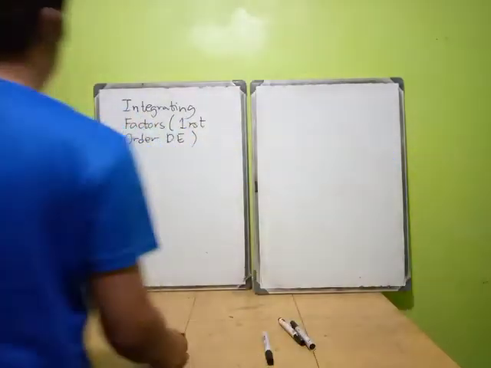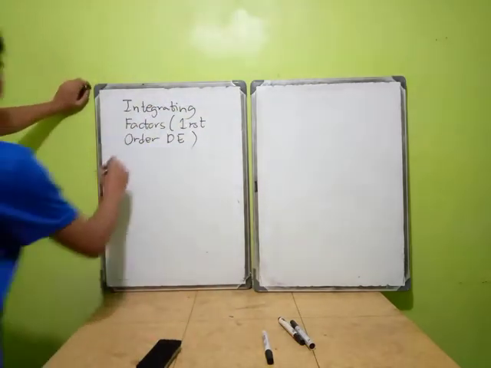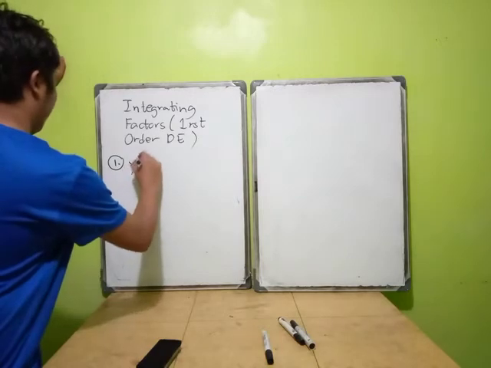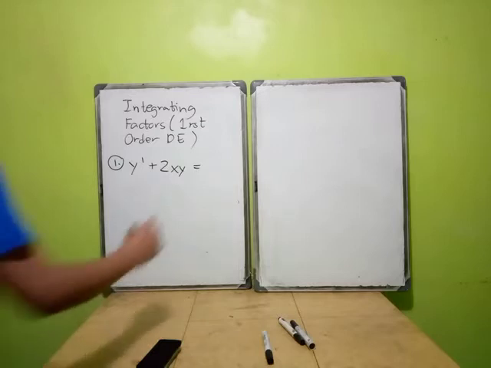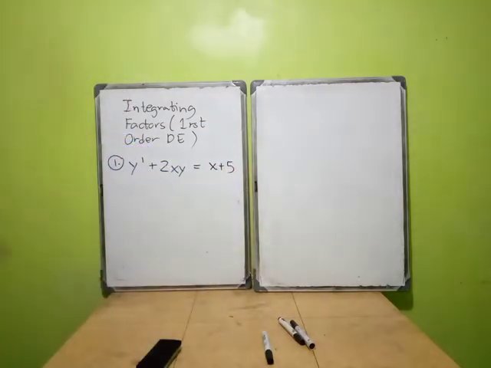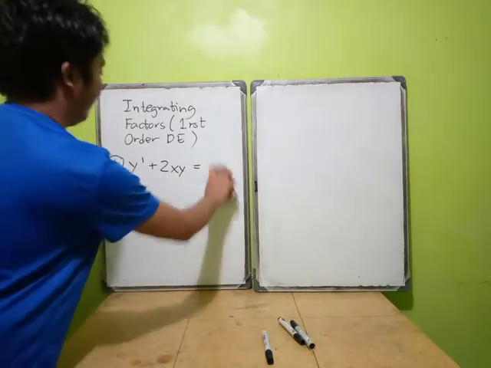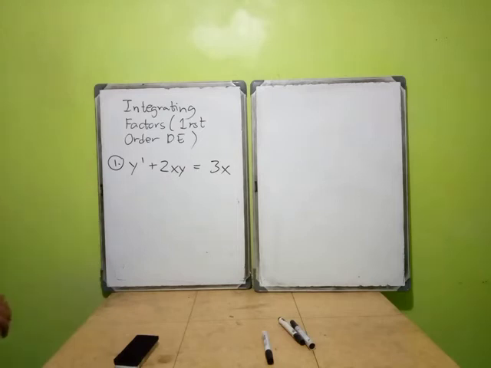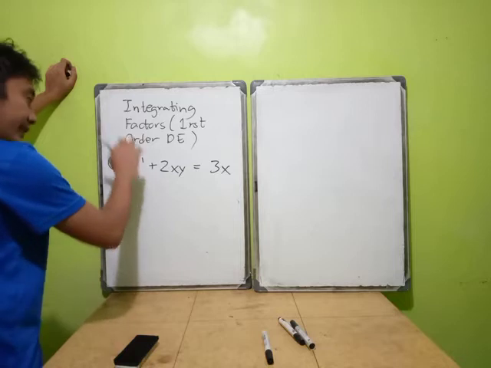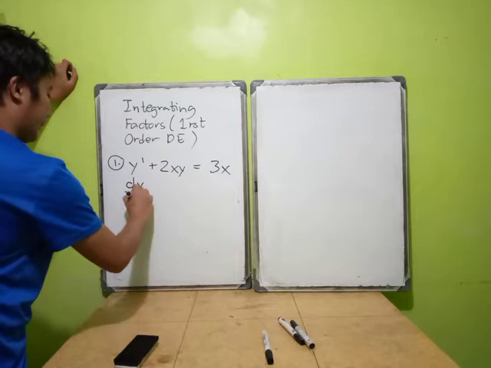So let's have an example. Let's have our first example: y prime plus 2xy is equal to x plus 5. Maybe let's simplify. Let's make it 3x, so we might not be able to integrate otherwise. This is just our first example. I will revise it just to simplify. It is equivalent to: this y prime can also be written as dy over dx.